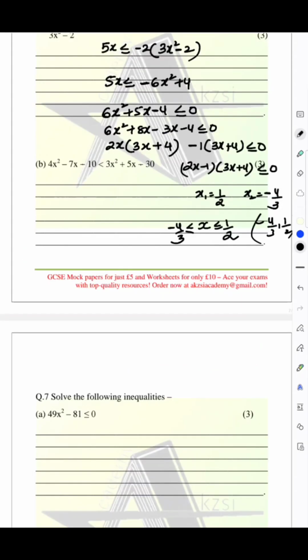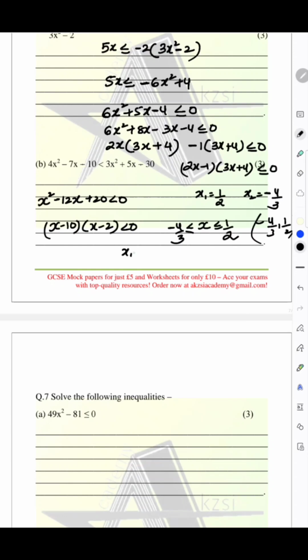Now see this one, 4x squared minus 7x minus 10 less than 3x squared plus 5x minus 30. Now in that case we have to bring all the terms on one side. That will make it 4x squared minus 3x squared as x squared, minus 7x minus 5x as minus 12x, and minus 10, and when you bring minus 30 it will be plus 30, will make it 20 less than 0. Clearly I can see that the two numbers are negative 10 and negative 2. If I add negative 10 and negative 2, it will give me negative 12. On multiplying, it will give me 20. So x minus 10 and x minus 2 less than 0.